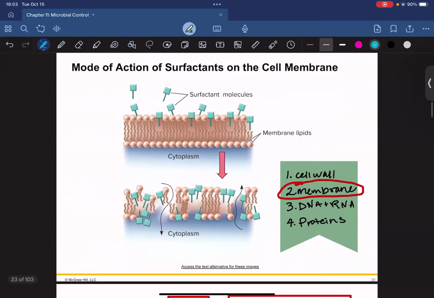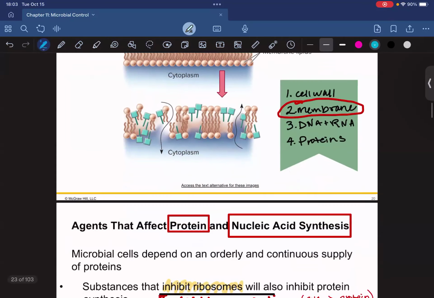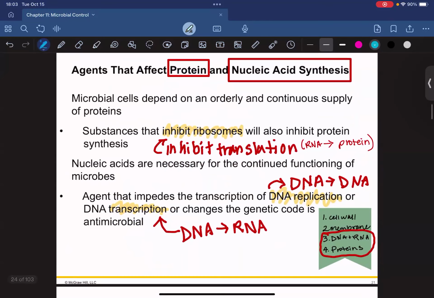There's a picture of it here. The little teal guys in this picture are our surfactants, and you can see them. We call it intercalating, but it just means squeezing between the other molecules here, and then it breaks apart the integrity of the membrane. So yeah, it's not good for the cell.